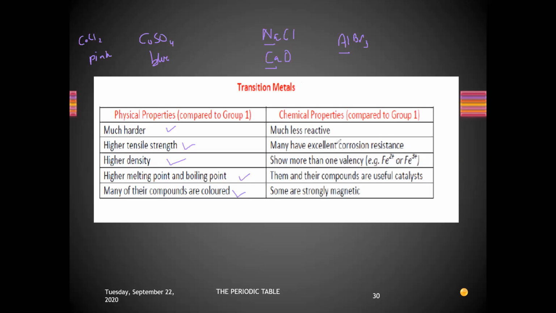Then in terms of chemical properties, they are less reactive. They have excellent corrosion resistance, meaning they do not rust. Corrosion means formation of an oxide layer on the surface. They don't react, so they do not form an oxide layer on the surface. And they show more than one valency. For example, iron can be +2, can be +3 and so on. They and their compounds are useful catalysts. The magnetic part, no need to mention the magnetic part.